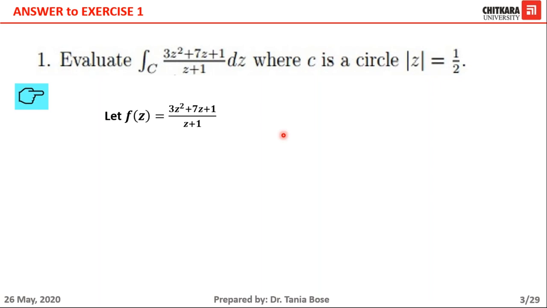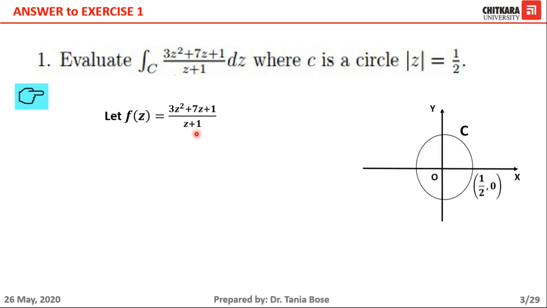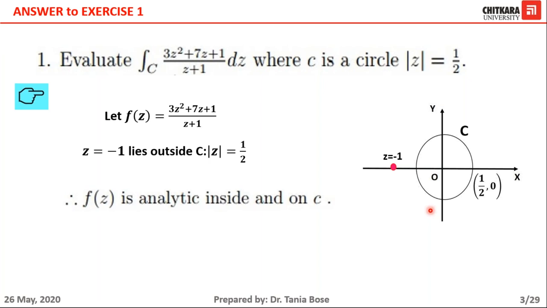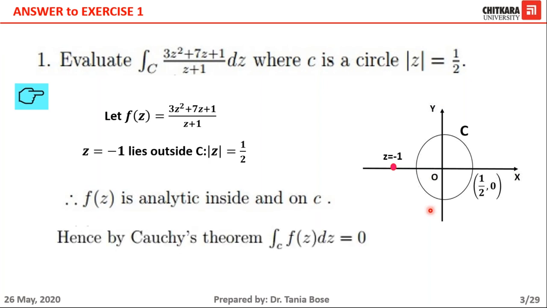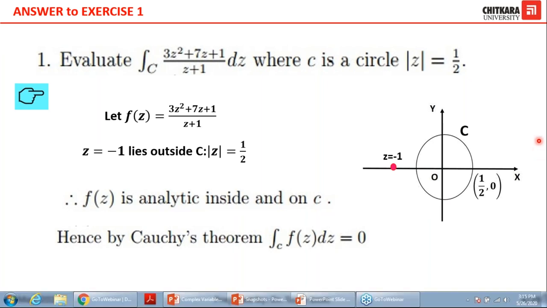So f of z is 3z squared plus 7z plus 1 upon z plus 1. If I check the singularities of this function, check the denominator, the only problematic point is z equal to minus 1. So let's draw the figure and see where z equal to minus 1 will lie. Mod z equal to half means a circle centered at the origin and the radius is half. So z equal to minus 1 lies outside the circle, and hence we are safe. By Cauchy's theorem, the function is analytic inside and on C, and hence the answer to this integral is equal to 0. Right? So I think everybody got it correct.